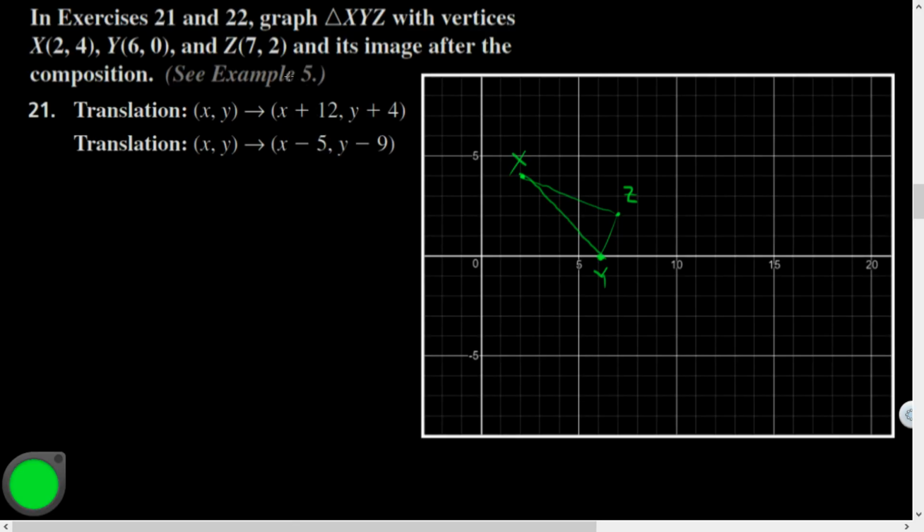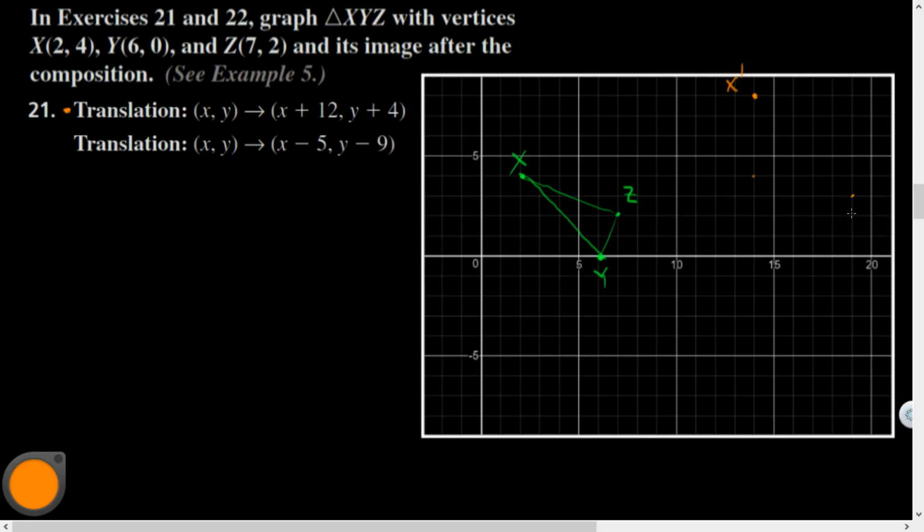So let's see. This looks like a function. It's a composition of transformations, both translations. So we'll denote this one in orange, I guess. So the translation, if I add 12 to the x, so 2 becomes 14, and then I'm adding 4 to the y, so up 4, 1, 2, 3, 4. This would be x prime. For z, adding 12 to 7, wow, it's over to 19, and then up 4.